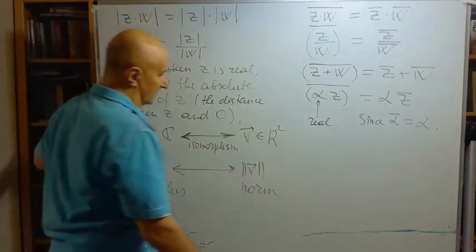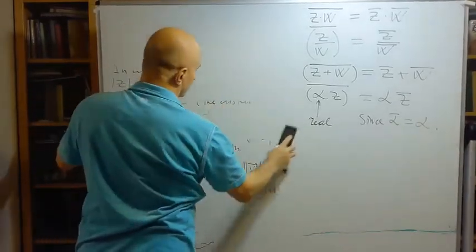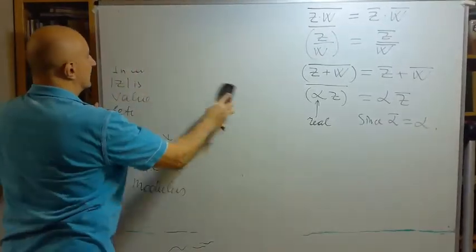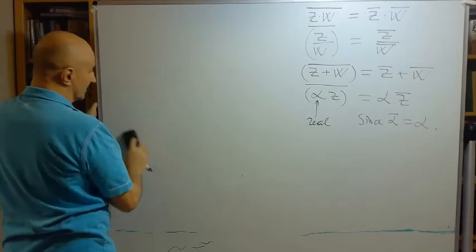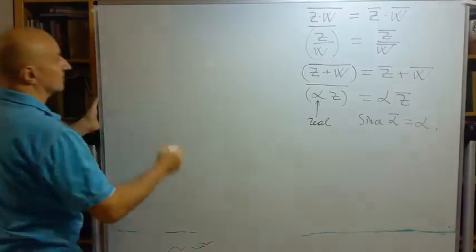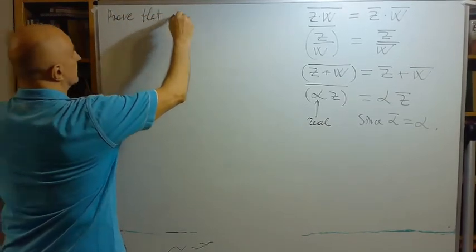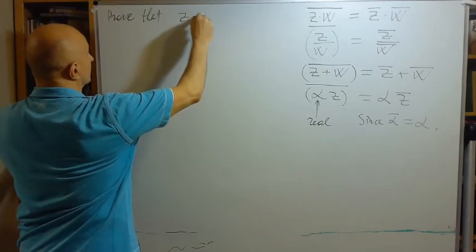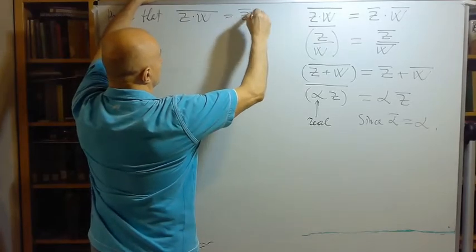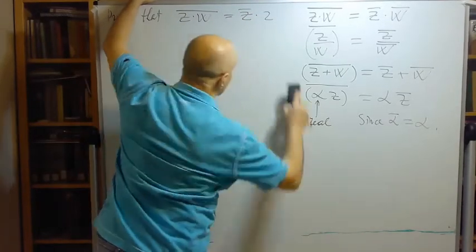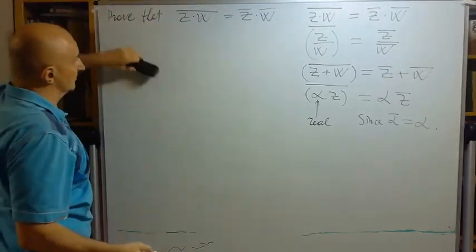I can prove, for instance, property number 1, which is a faster one. Then you can prove property number 2, and also prove properties for the modulus of complex numbers. So I want to prove that the conjugate of z multiplied by w equals z conjugate multiplied by w conjugate. So what do you have to do? How do you prove it?